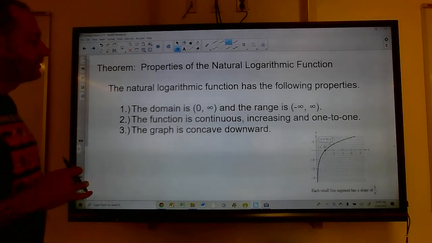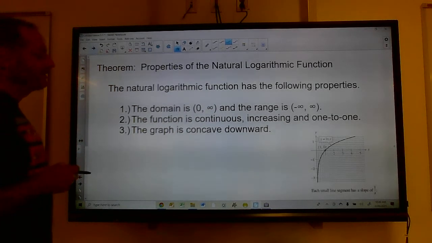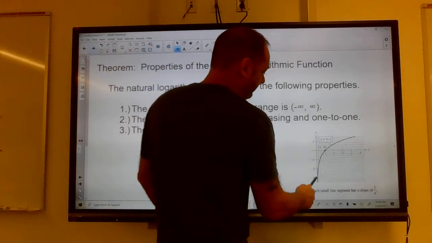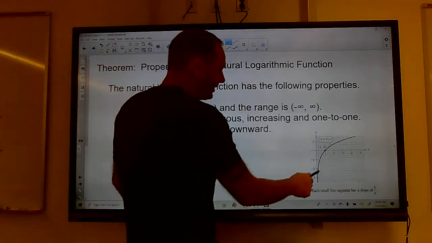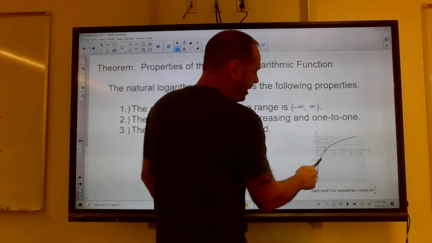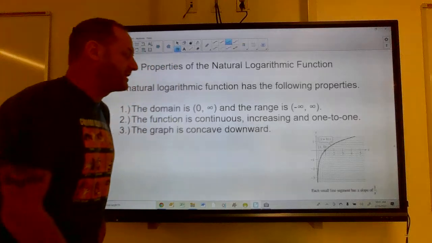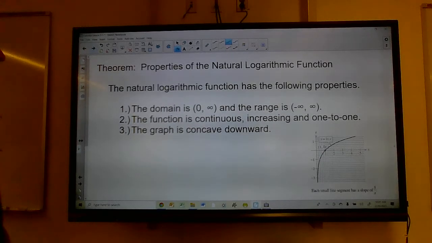So, properties of natural logs. The natural logarithmic function has the following properties. The domain is 0 to infinity, because it looks like this. It's not defined when it's negative, so it's 0 to infinity. The range is -infinity to infinity. Obviously, it goes to -infinity because there's a vertical asymptote right here. And people think that this levels off, but it doesn't. It gets as big as you want. It just takes a long, long time to get there. The function is continuous and increasing and 1 to 1, and the graph is concave downward.